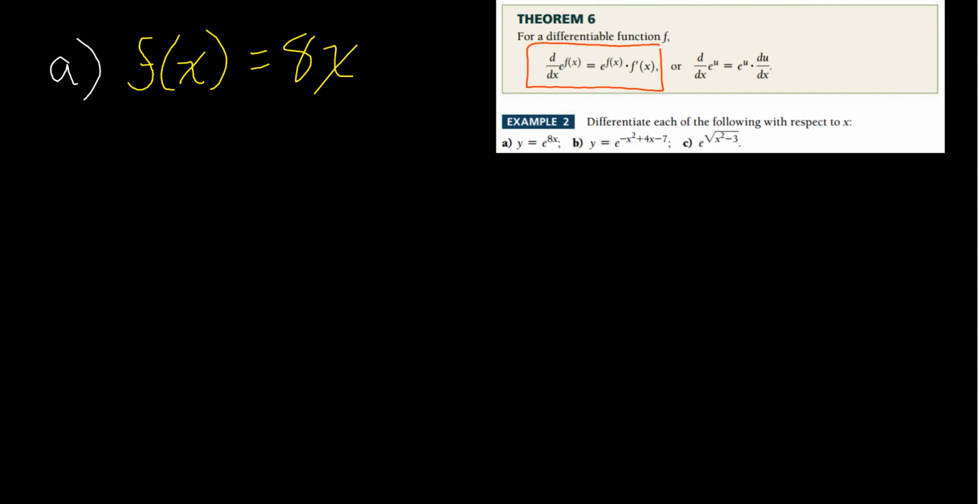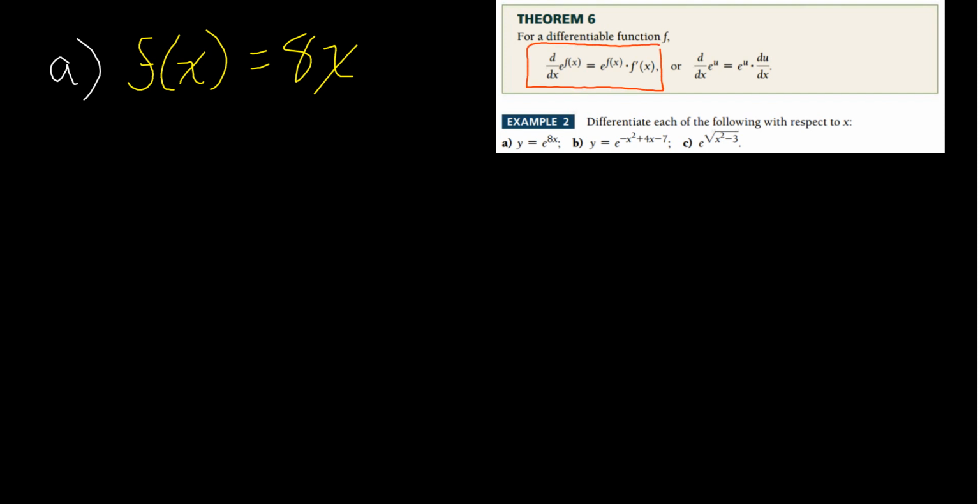Alrighty, so A is y is equal to e to the 8x. Okay, so my function, I'm sorry, my exponent is some function. So in this particular case, let's do this very slowly. Let's say f of x is going to be equal to 8x. Just following along with this first little bit of notation is all I'm focused on.